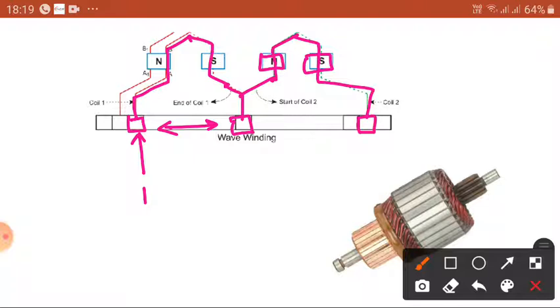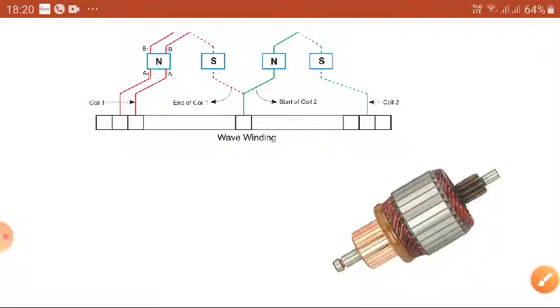Okay, so this is a wave winding. The commutator segments are apart, and the finishing end of one armature coil is connected to the starting end of another armature coil at a commutator segment some distance away, not here. So this is one example. Now you can see the armature generally observed. This type of winding is a wave winding.